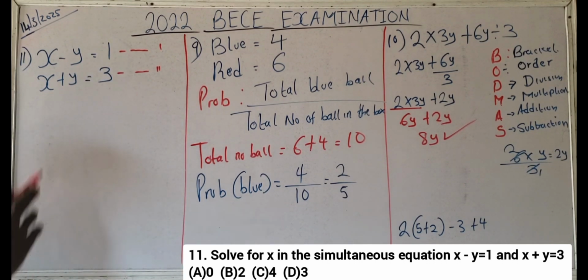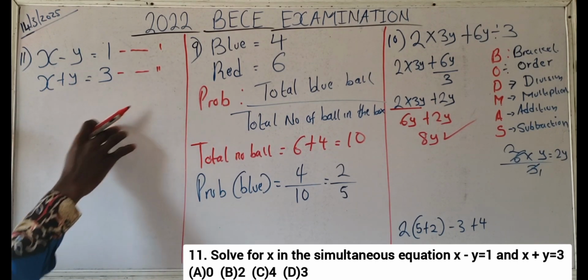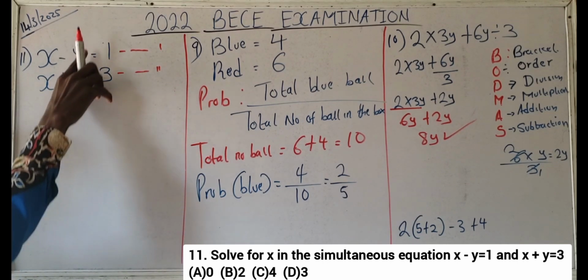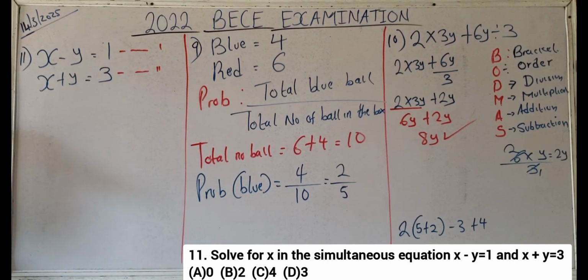You understand? So if I have minus y and plus y together, I'm going to have 0. So if I want to use the elimination method to solve this equation, I can easily add both equations. The reason is because I can easily eliminate y and get x. Now, if you don't want to use that one, you can solve it using the substitution method. Okay? Now let's first use the elimination method.